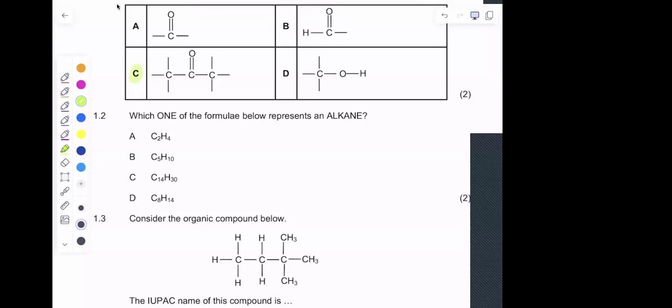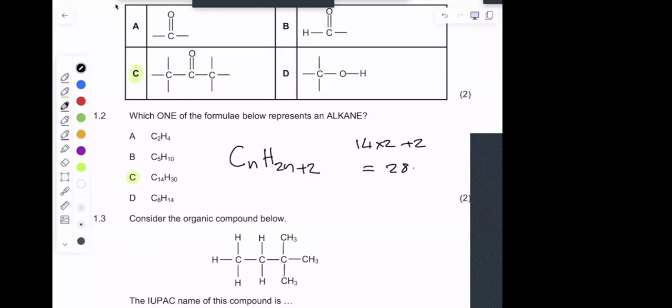Okay. Just before I give you guys the correct answer, I'm going to quickly remind you of the general formula for alkanes. The general formula for alkanes is going to be what? It's going to be CnH2n plus 2. So however many carbons you've got, the hydrogens must be double plus 2, right? And in this case here, you can clearly see that the correct answer for that is going to be C, where I've got 14 carbons, and then my hydrogens are going to be 14 times 2 plus 2, which gives me 28 plus 2, which gives me 30. So that is the correct answer.